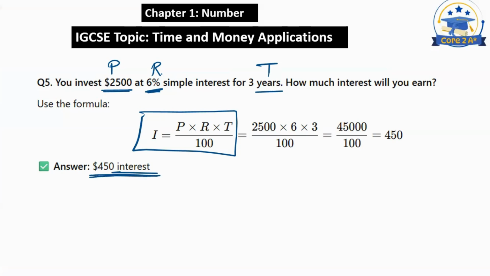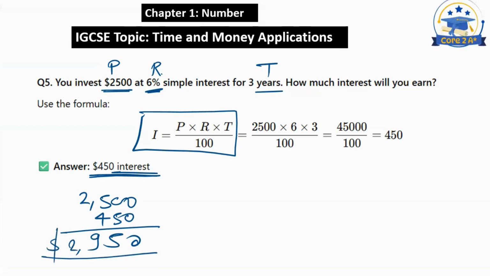This is only showing the interest. But if you want to know how many dollars you will be getting after 3 years, how can you find it? This is your principal amount, right? Just add it. 2,500, this is your principal amount, right? After getting this interest, 450, add this value, and now you will be getting 2,950 after 3 years, okay?